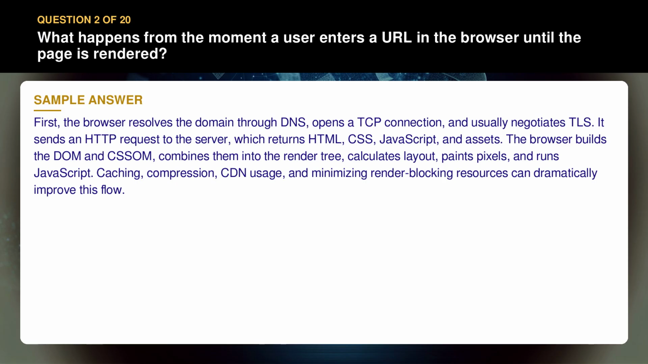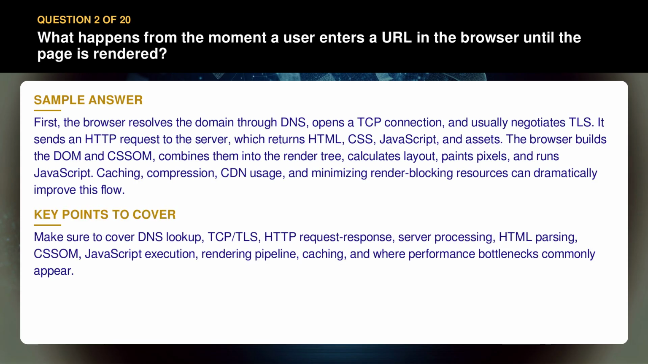The browser builds the DOM and CSSOM, combines them into the render tree, calculates layout, paints pixels, and runs JavaScript. Caching, compression, CDN usage, and minimizing render-blocking resources can dramatically improve this flow. Make sure to cover DNS lookup, TCP, TLS, HTTP request and response, server processing, HTML parsing, CSSOM, JavaScript execution, the rendering pipeline, caching, and where performance bottlenecks commonly appear.